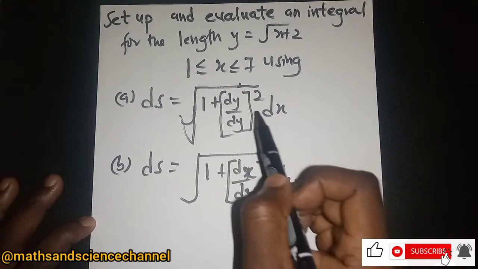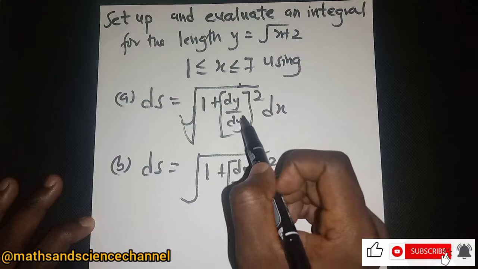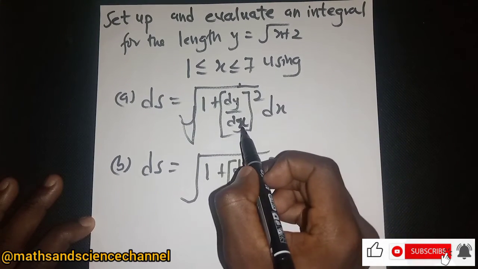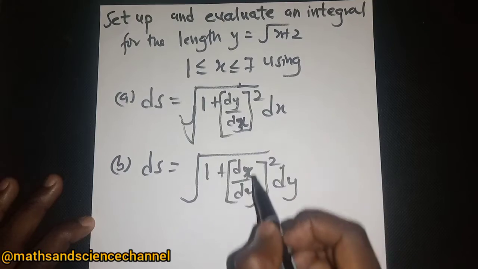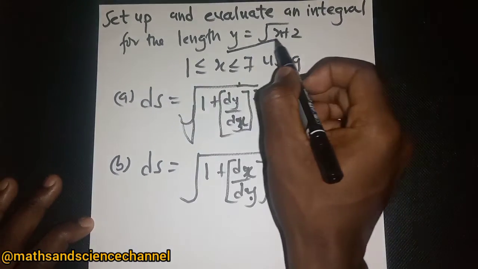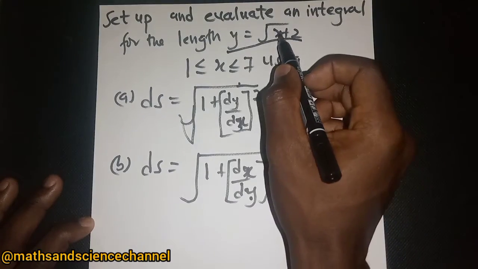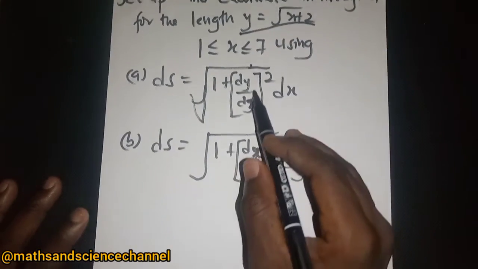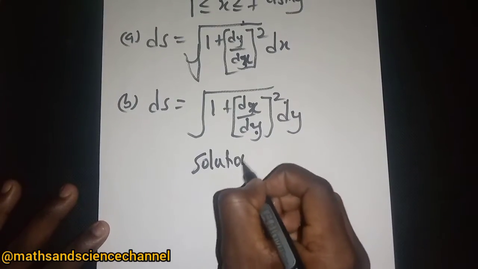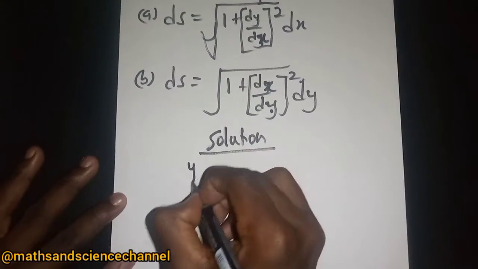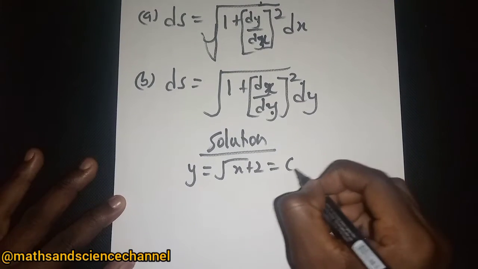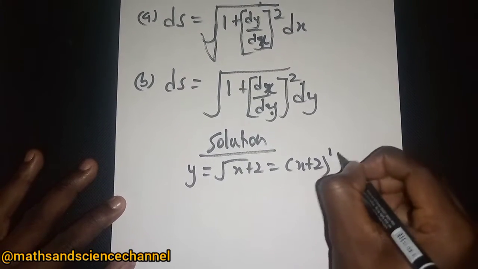Now note this over here. Now over here we have dy over dx, and over here we have dx over dy. Now if you look at this y value over here, we have y equal to the square root of x plus 2. So let's go on with the solution.